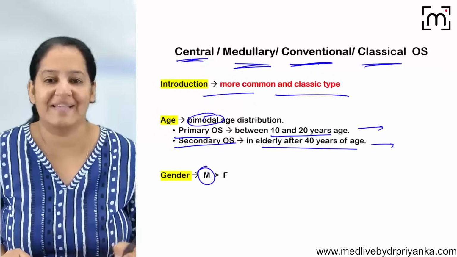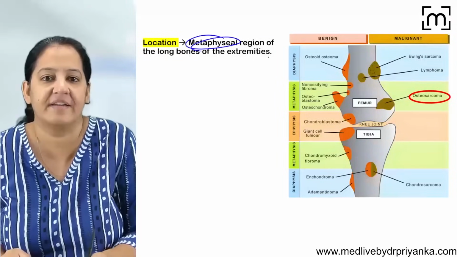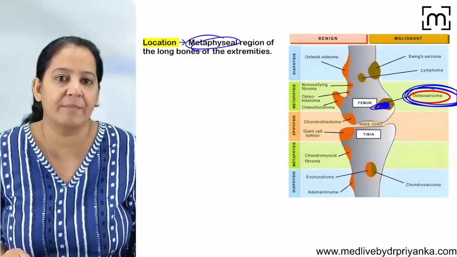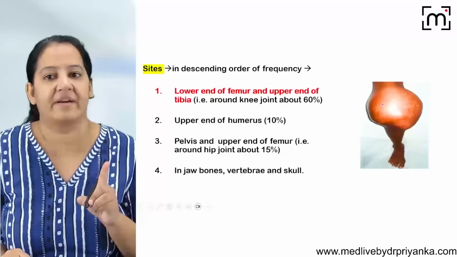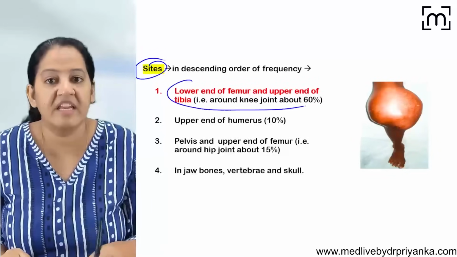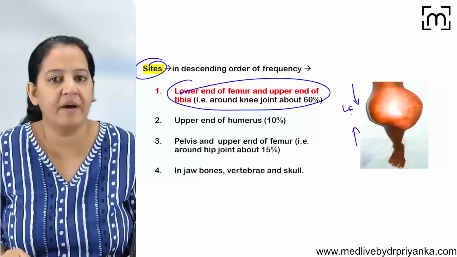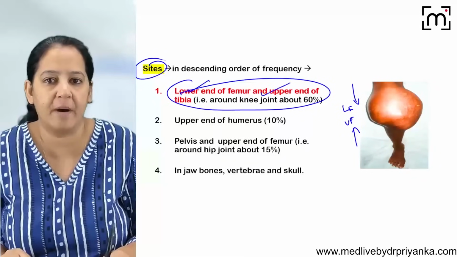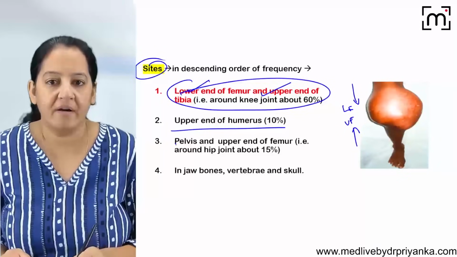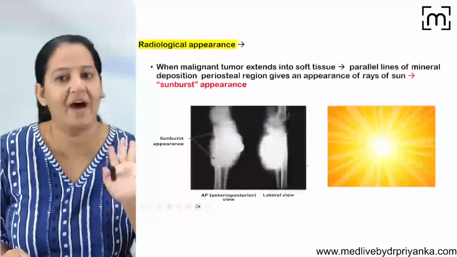Again, it is more common in males as compared to females. There is gender predilection. Location, it occurs at the metaphysis. It arises from the medullary cavity of the metaphysis. Among the sites, the most common site is the knee joint. What do you mean by knee joint? Lower femur, upper tibia. You can see the lower end of the femur and upper end of the tibia around the knee joint. Sometimes it can occur in the upper end of the humerus also, or in the pelvis. It can occur in the jaw bones, vertebrae and skull also. But less commonly, most commonly around the knee joint.